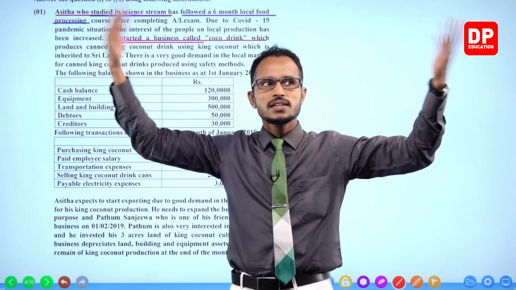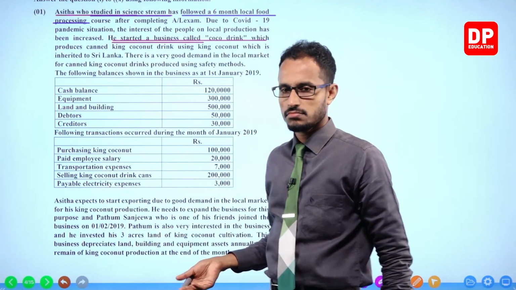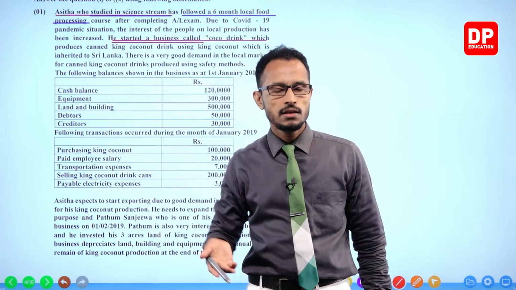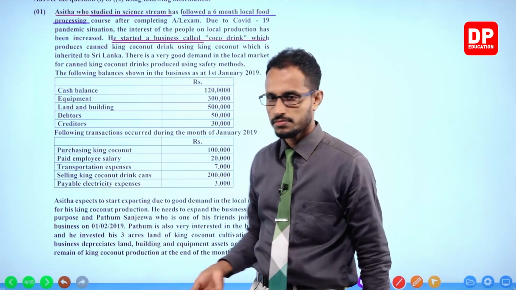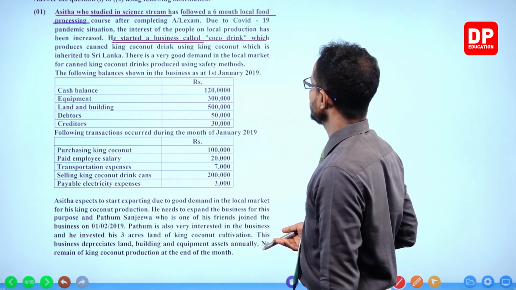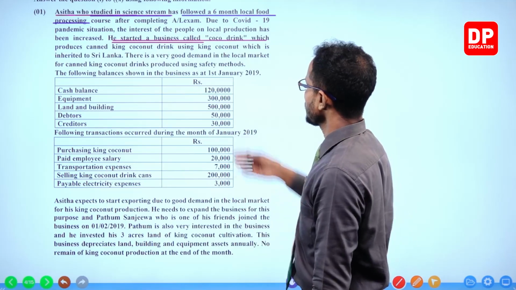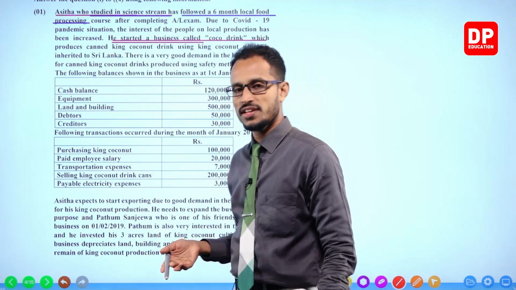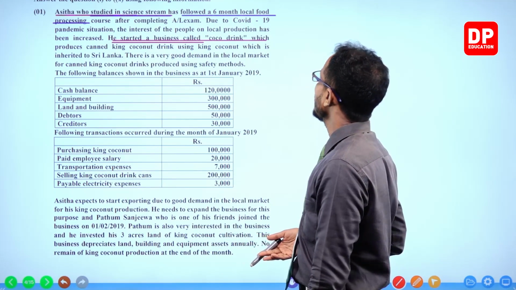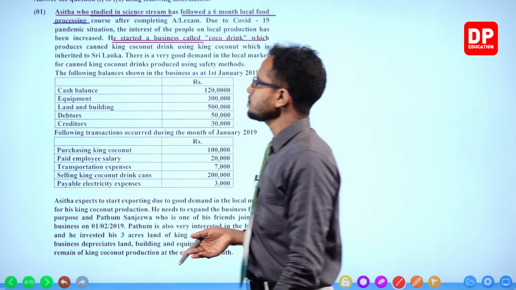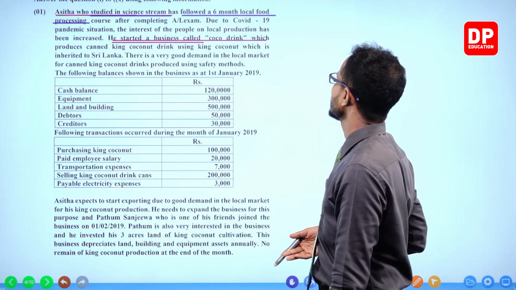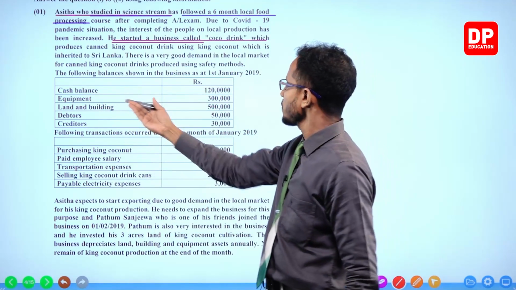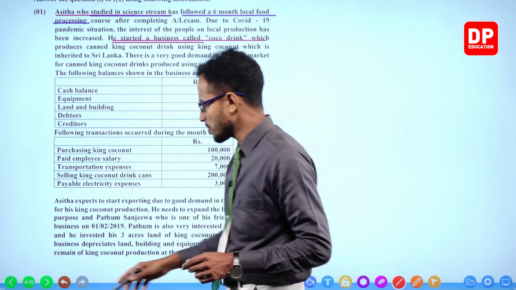COVID-19 pandemic is an external thing, because it didn't start inside the business. It started from China and came to Sri Lanka. That's an external factor. Interest of the people on local production, more demand due to COVID-19, that's also external. And he has good financial strength, cash balance, equipments. Can write, no problem.